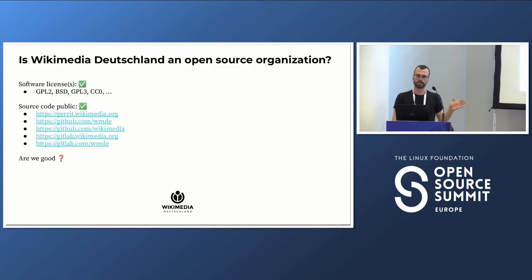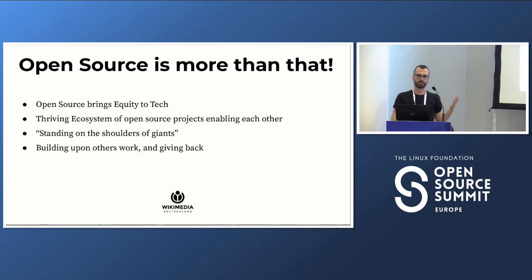So the license is very important, and looking at what Wikimedia Germany does, it seems that we use the right licenses. Or rightish. Basically all source code that we create is public on this platform, so it seems like we are good. But then I cannot help but think that open source is more than that. To me, open source is a tool. It's not the tool, but it's one of the tools that could bring equity to tech. It could be a tool that could drive social or socio-economic change.